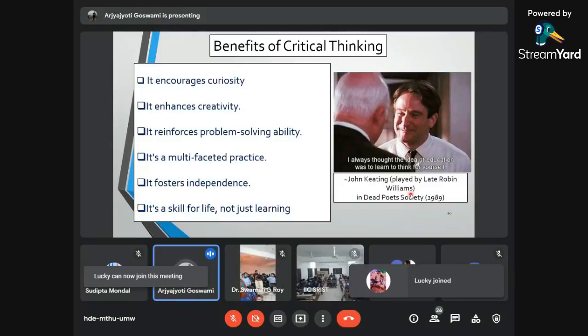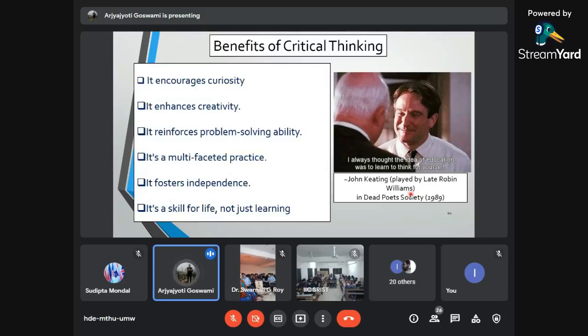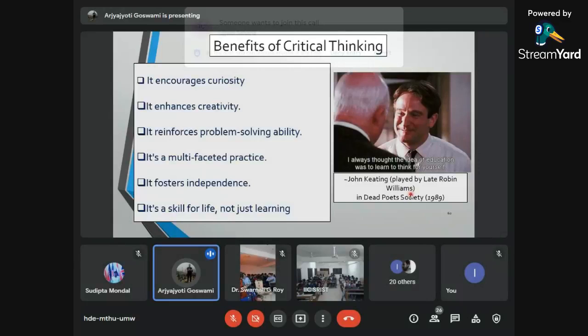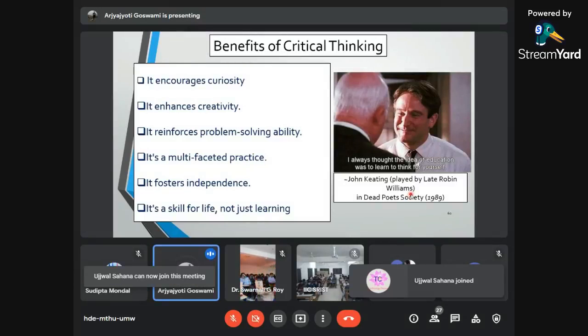So there was a line: the idea of education is to think for yourself. You have to learn how to think, right? You should not just remember what others have told you and just repeat that. That is not education. That is just memorizing stuff, right? The idea of reading is not memorizing. The idea of reading is to develop your thinking, expand your thinking.